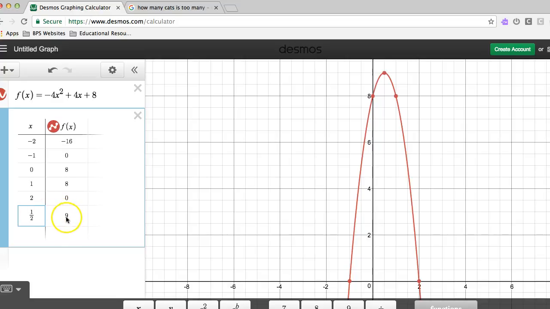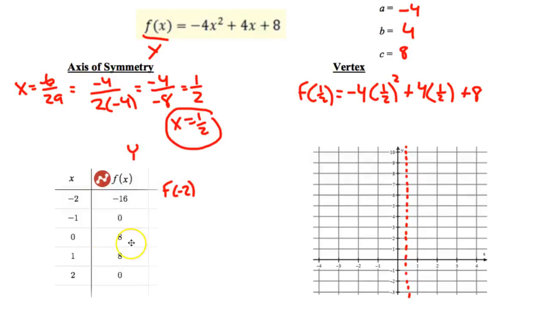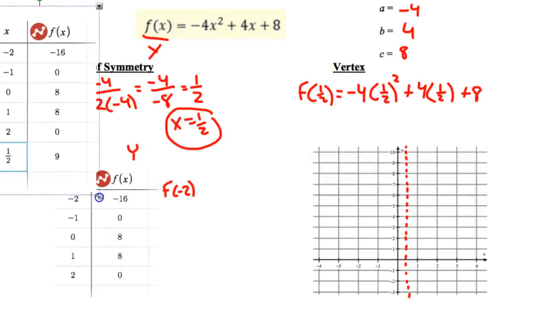Okay, it says my vertex is 9. I can verify over here, if I look at the graph, it's showing me these points from this table. If I click on that, yep, it was 0.5 and 9. Okay, so let me copy this table right over here. All right, that's more like it.